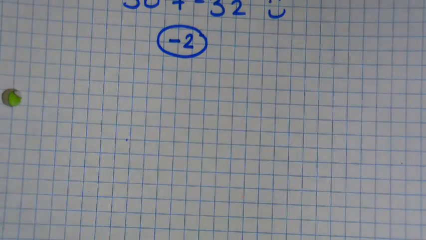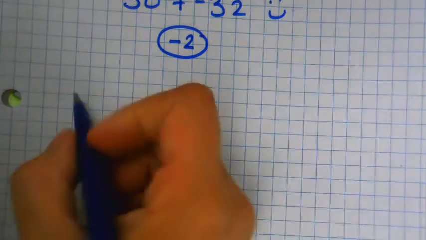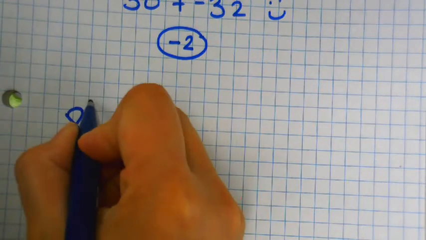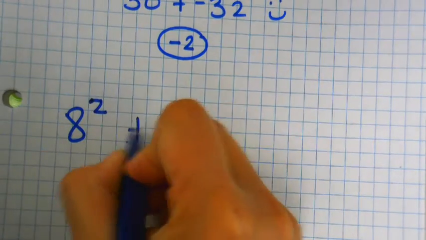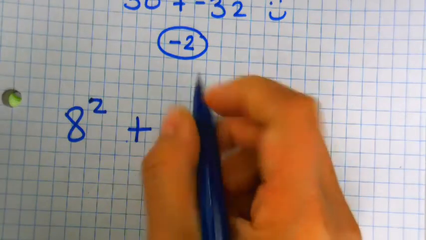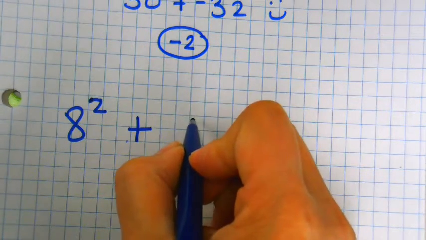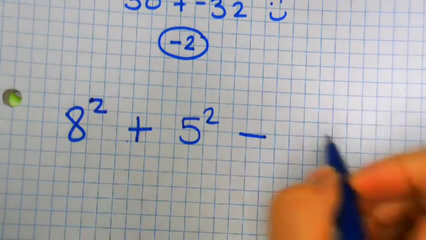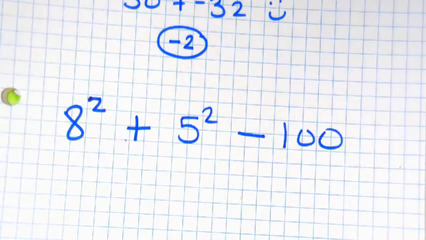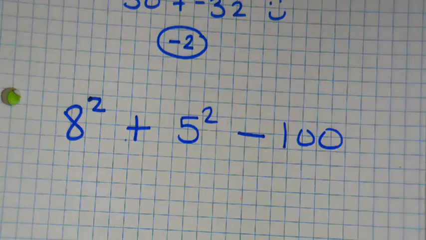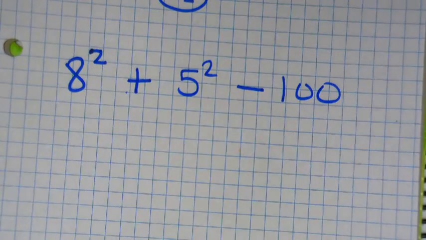All right, let's see. What's a good one? Ooh, I like this one. Oh, yeah. 8 squared plus 5 squared minus 100. Write it down. See if we're following the same steps I'm doing. What do I do first?